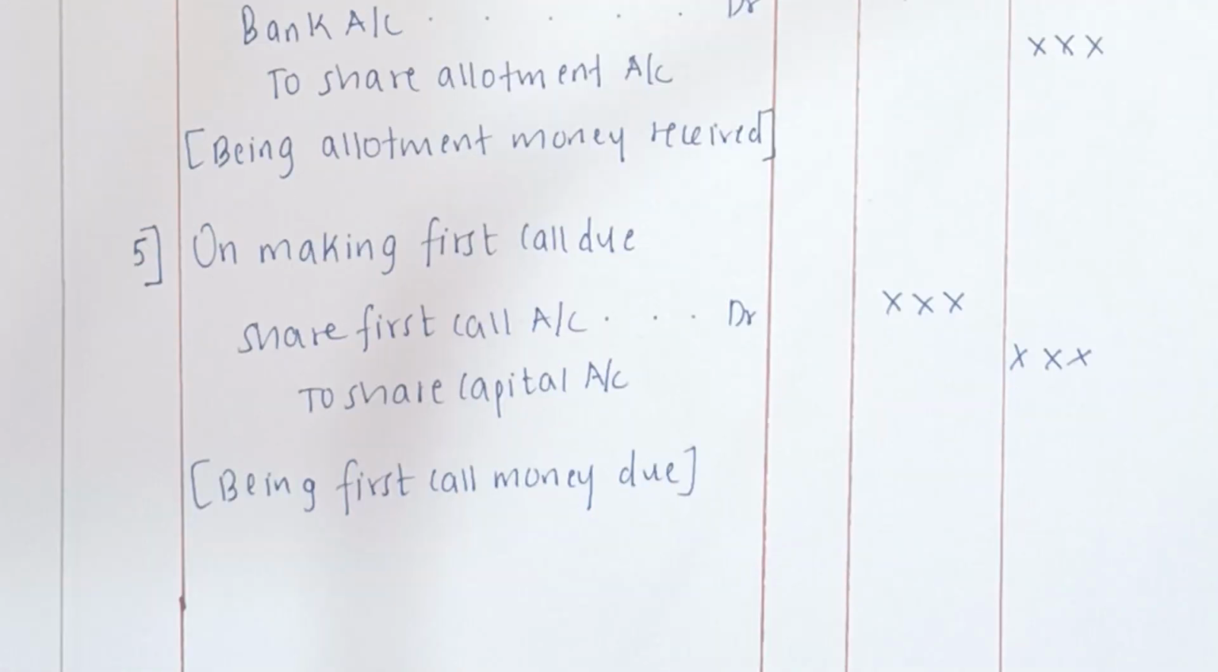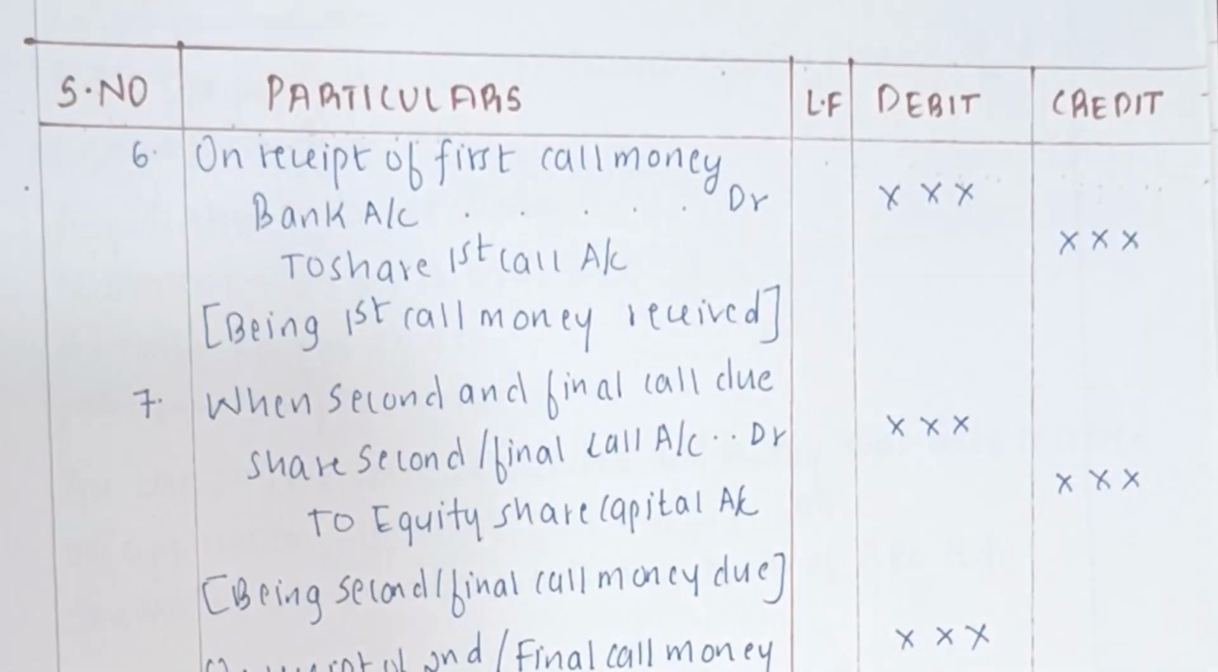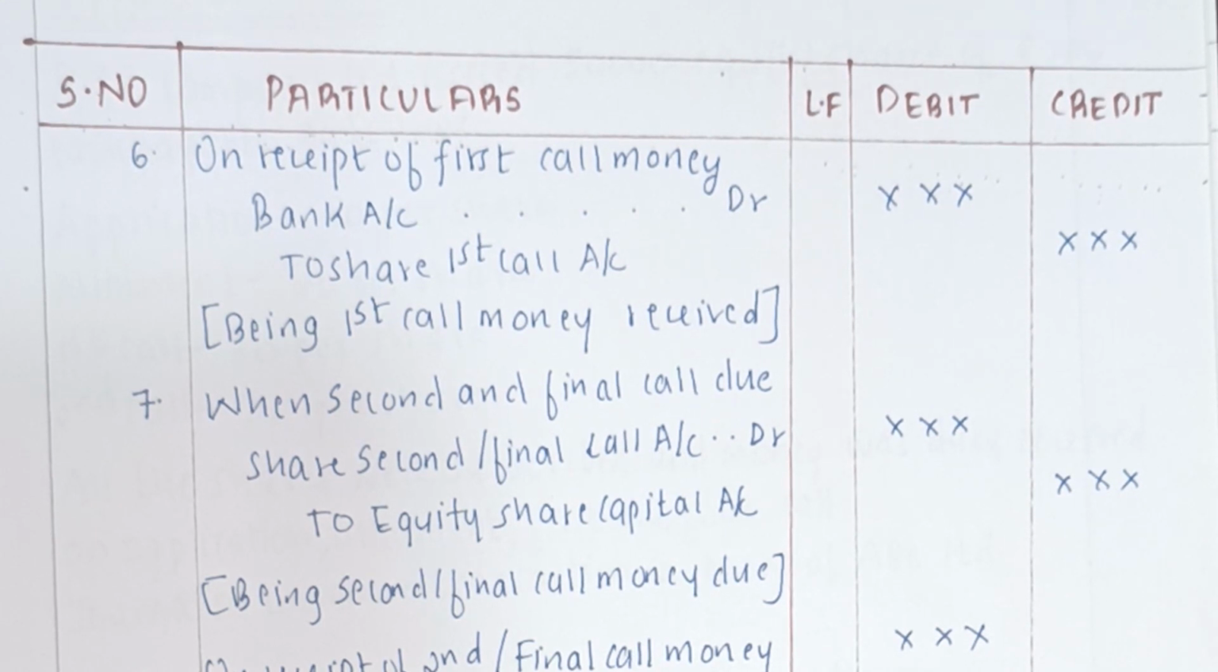Moving on to the fifth one, it will be on first call. First call due: share first call account debit to share capital, and the narration is first call money due. Next, moving on to the sixth one. Here we are receiving the call money. Whenever we are receiving any money, bank account will be debited, because we debit what comes in and credit what goes out. So bank account debit to share first call account, and the narration is first call money received.